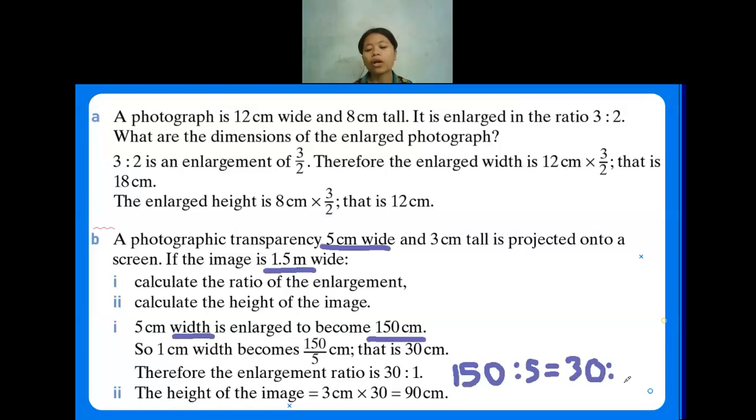And then if we are going to find the new height, we do 30 per 1 times 3, which is equal to 90 centimeters.